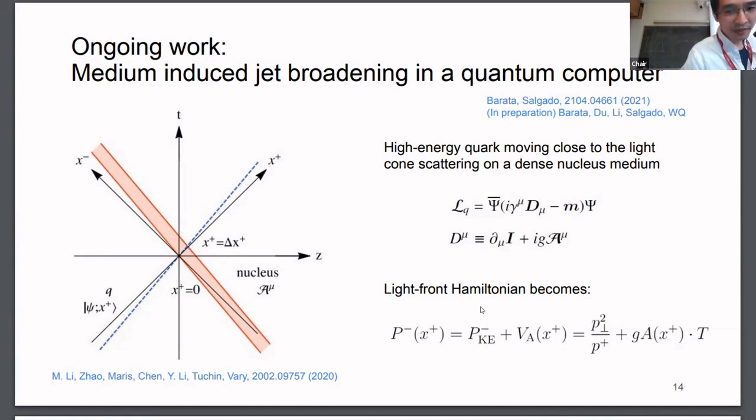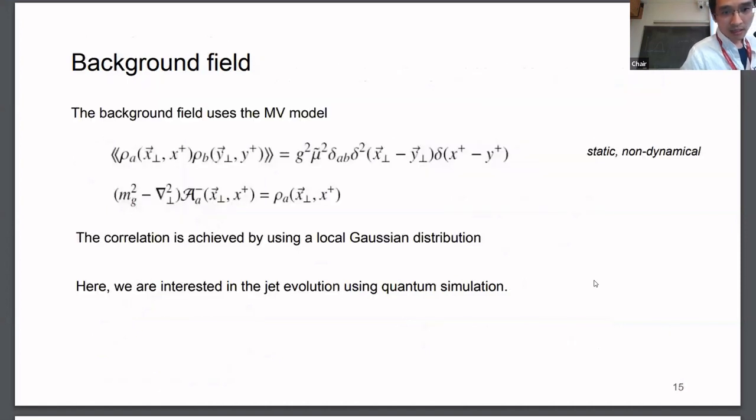And the light-front Hamiltonian, after the transformation, will become as follows when we take the quark to the massless limit. And the background field we use is the MV model. This is also already talked about. It's a static and non-dynamical field, basically, and the correlation is achieved by using a local Gaussian distribution.